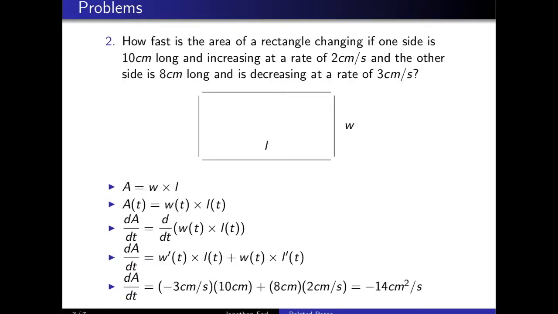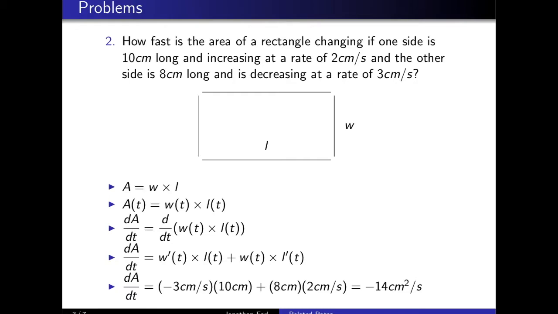Okay, for another example, we want to see how fast the area of a rectangle is changing if one side is 10 centimeters long and increasing at a rate of 2 centimeters per second, and our other one is 8 centimeters long, decreasing at a rate of 3 centimeters per second.